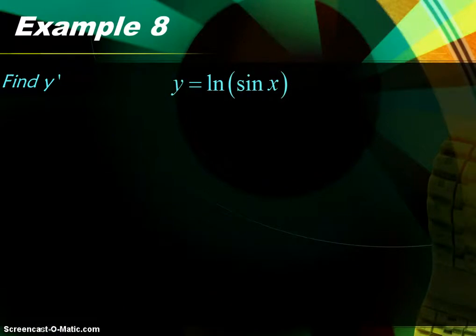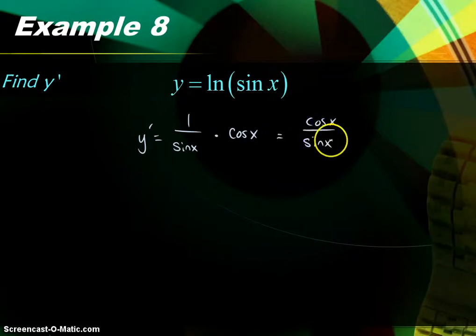Again, you've got to think about it as layers. Approach it one step at a time. So my outside most thing is the ln, so I'll begin with that. My derivative of ln of stuff is 1 over stuff times the derivative of that stuff. The derivative of sine x is cosine x. Remember, I am talking derivatives, so watch your plus minuses in front of these. So that's just cosine x over sine x, which you might recall is cotan x.